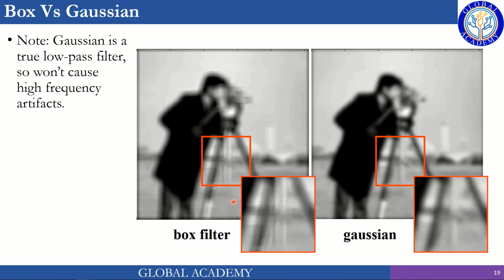So a comparison of smoothing using box and Gaussian filter. Box filter causes some high frequency artifacts, also called ringing effect, and it's a wavy pattern like you can observe just on the right and left side of the camera stand, whereas Gaussian perfectly smooths out all the region. So it's a better low pass filter, like in this zoomed image.